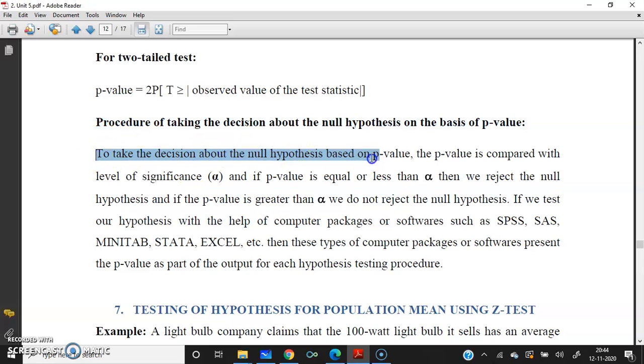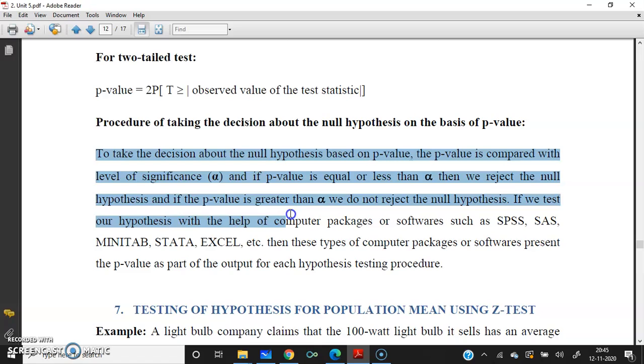To take the decision about the null hypothesis based on the p-value, the p-value is compared with the level of significance alpha. If the p-value is less than or equal to alpha, then we reject the null hypothesis. For example, if we want a 0.01 level of significance and the p-value is 0.001, then the p-value is less than alpha, therefore we reject the null hypothesis.